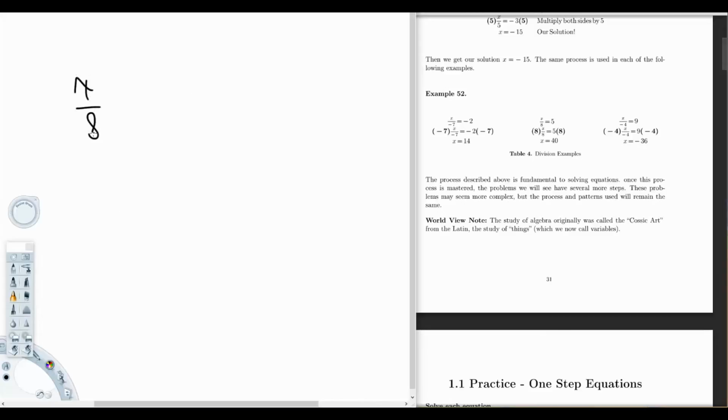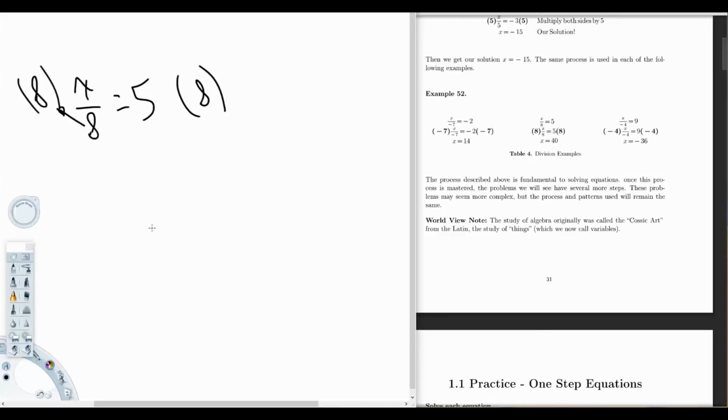x over 8 equals 5. Right away, take a look at this. What do I multiply to eliminate divided by 8? Well, I multiply by 8 on both sides. That's the key, doing it on both sides, right?